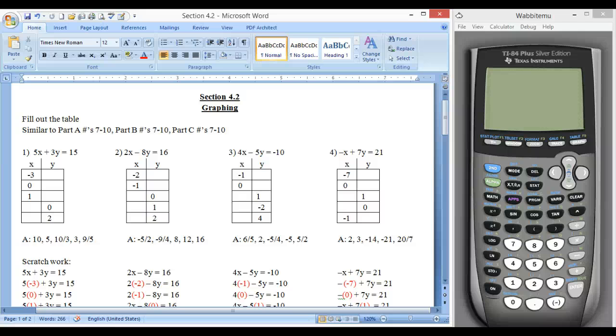Welcome to section 4.2, part 1, graphing. The first four questions are similar to part A, numbers 7 through 10, part B, 7 through 10, and part C, 7 through 10, in which you're given a table of x and y values and asked to find the corresponding value for the equation.